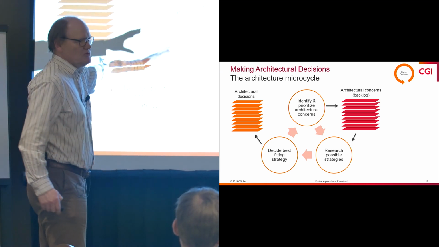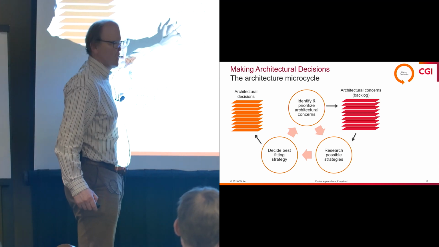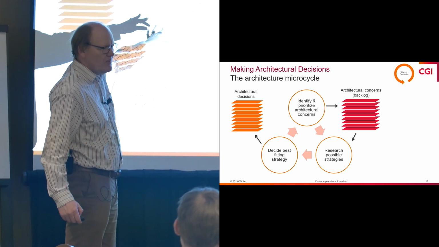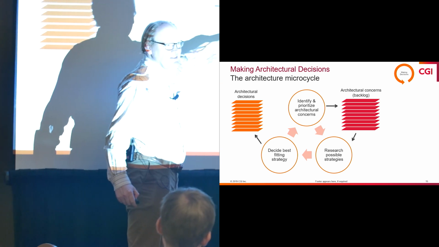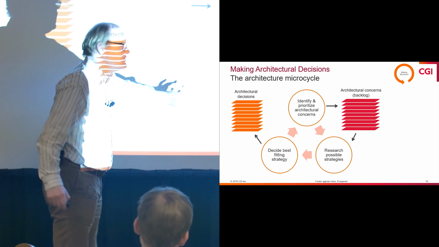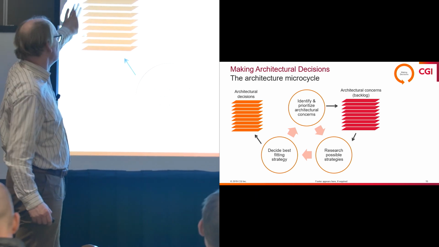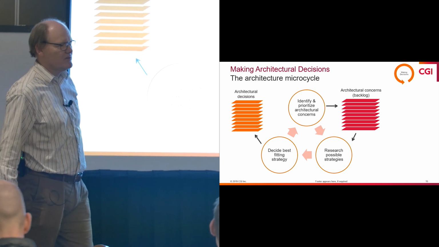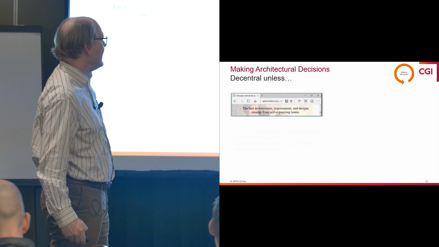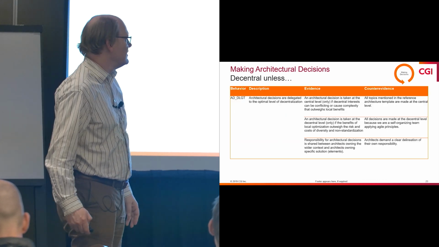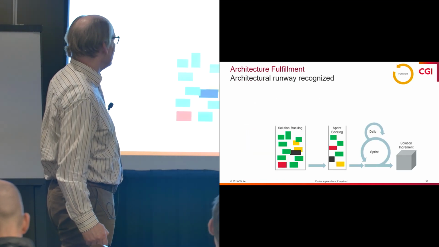It's basically your decision-making cycle, right? So you identify and prioritize architectural concerns from your stakeholders or from the team. You get a backlog of things that you have to address. You do research for possible strategies, and you select one, and that becomes your output, your architectural decisions. That's the architecture microcycle. I'm not saying that you have to have an architecture microcycle, but if you have ownership of your architecture, you probably have something similar.